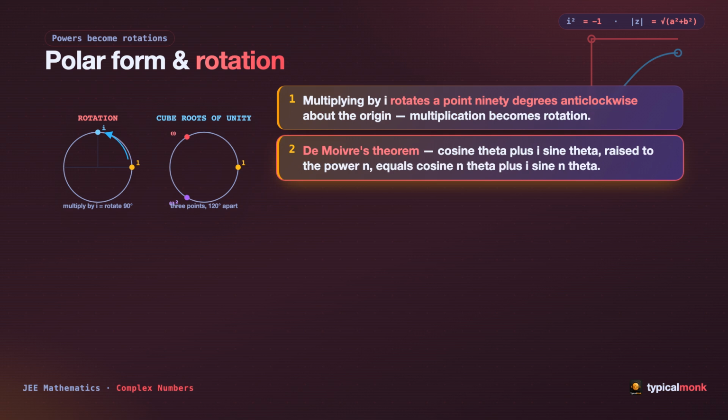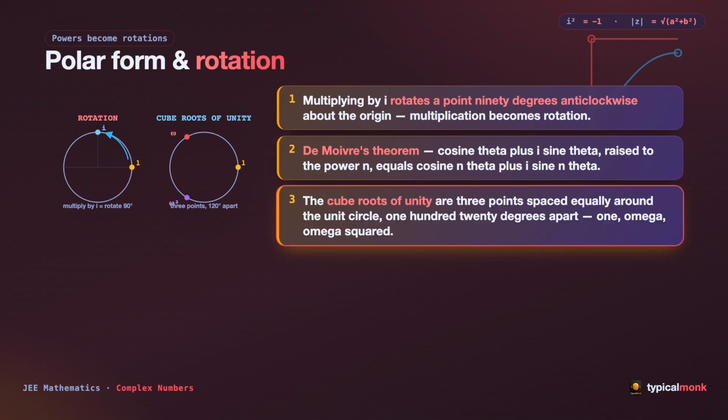Multiplication by i is nothing but a rotation. Second, de Moivre's theorem in its cleanest form. (cos theta + i sin theta)^n equals cos n theta + i sin n theta. Every power simply multiplies the angle. Third, the cube roots of unity. Solve z^3 = 1, and you get 3 points spaced perfectly evenly around the unit circle, 120 degrees apart. Call them 1, omega, and omega squared.